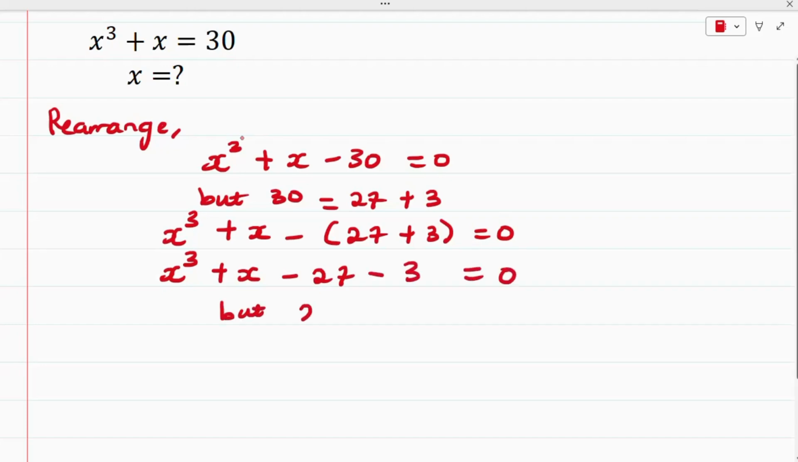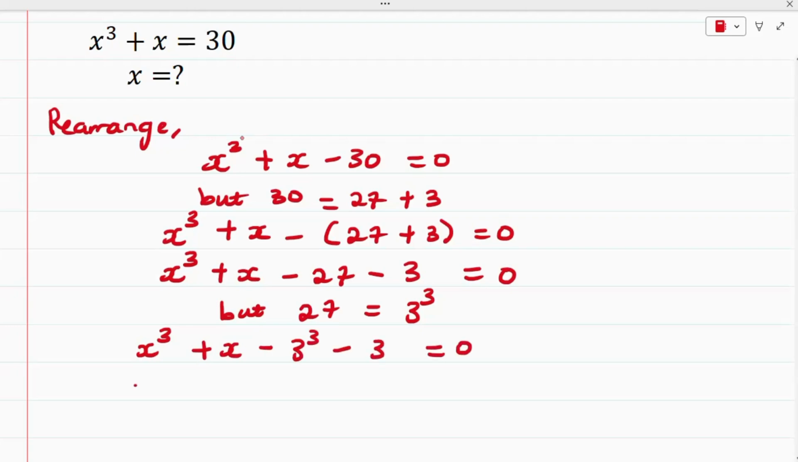But 27 can be expressed in terms of 3 as 3 raised to the power of 3. So we have x raised to the power of 3 plus x minus 3 raised to the power of 3 minus 3, and this is equal to 0. So rearranging this, we have x raised to the power of 3 minus 3 raised to the power of 3 plus x minus 3, and this is equal to 0.